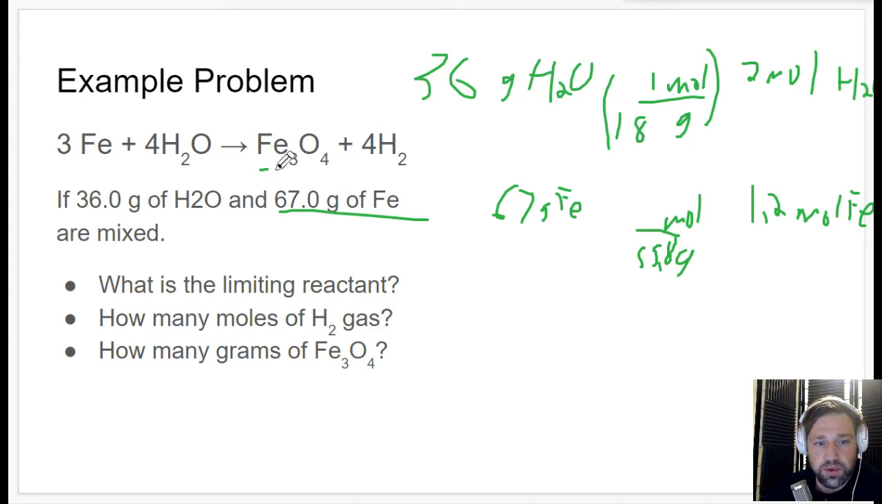All right, if I wanted to do the stoichiometry to go to the iron oxide, that means to go from moles of water to moles of iron oxide, water is going to be on the bottom, divided by 4, and iron oxide is going to be on top, and that's going to be 1. So 2 divided by 4 is what? 0.5 moles. Okay, so let's do the same thing here, but with 1.2 moles of iron. In this case, I'm going to be dividing by 3 when I do my stoichiometry step.